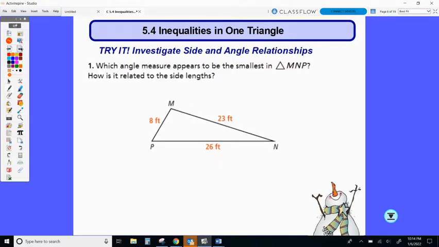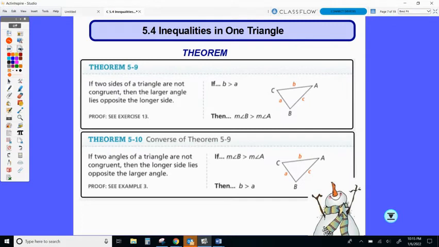Okay? So which angle measure appears to be the smallest in triangle MNP, and how is it related to the side lengths? So this one here, N, appears to be my smallest angle here. And of course, it is also opposite my smallest side. So that is our relationship between the size of my angles and the size of my sides.